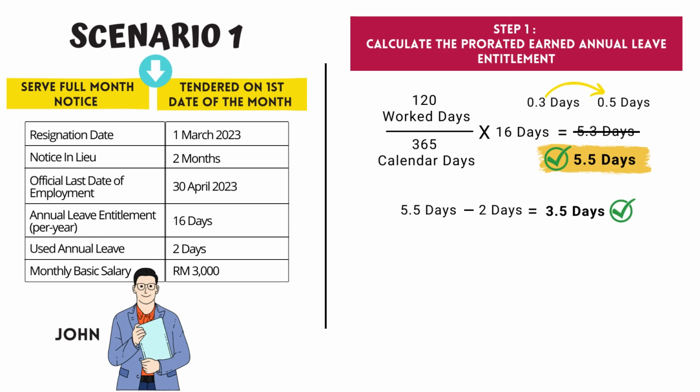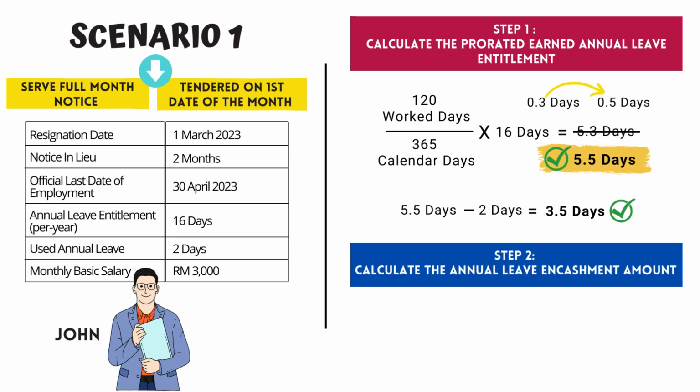After knowing the total number of prorated earned leave balance, Step 2 is to calculate the annual leave encashment amount. Take the basic salary of 3,000, divide by 26 days, and times 3.5 days. So, the total leave encashment amount is 403.85. This is easy, right? Let's take another scenario that is slightly more complicated.